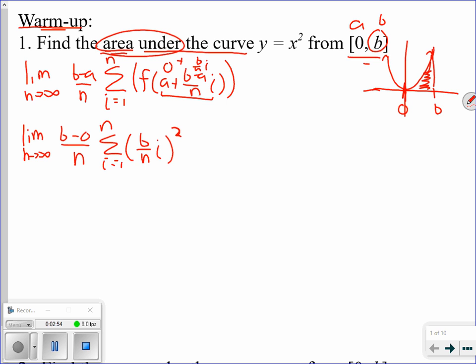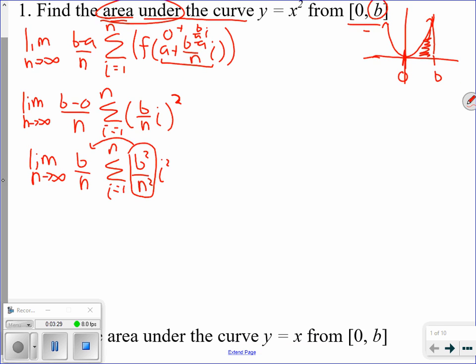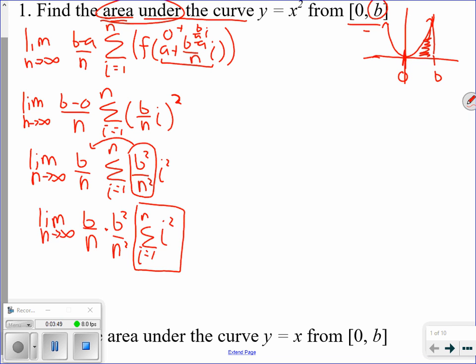Let's go through and see what the final answer is going to be. Remember, b is just a number, n is just a number. I've got the limit as n approaches infinity of b over n, summation i equals 1 to n, and this simplifies to b squared over n squared times i squared. We distributed, and the next step would be to separate, but there's only one term, so we don't need to. Instead I can take out the constant b squared over n squared and then use my identities. So I've got the limit as n approaches infinity of b over n times b squared over n squared, times the summation i equals 1 to n of i squared.